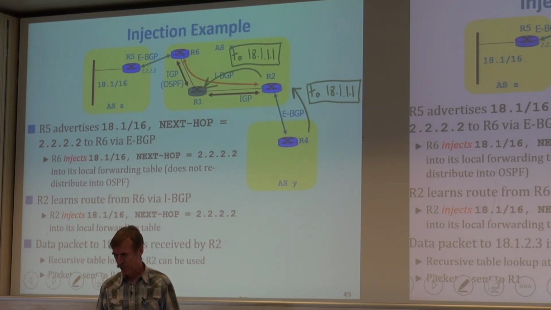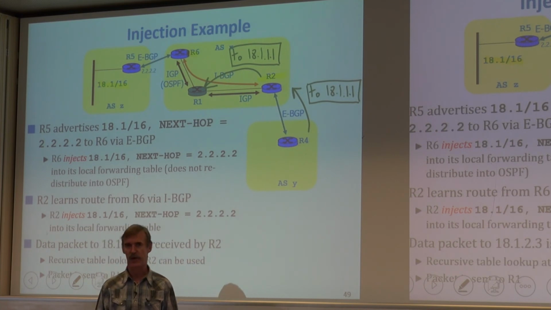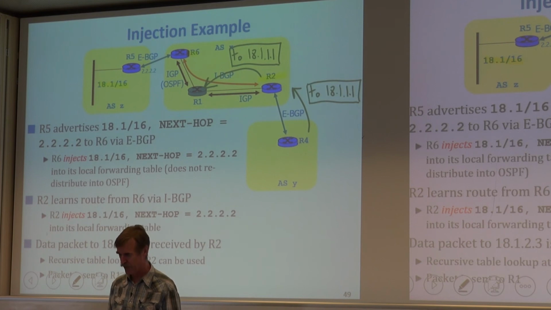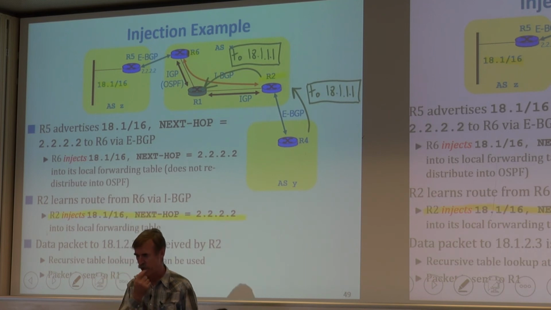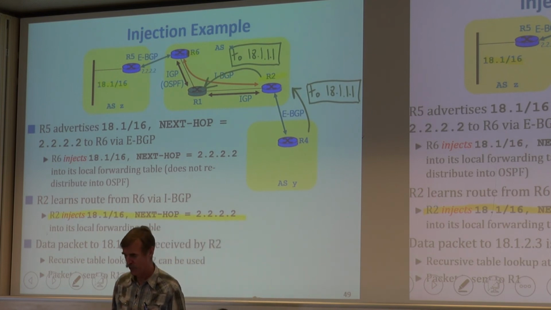In this scenario, R5 advertises 18.1.16 to R6. R6 advertises it to R2. R1 is not a BGP router, therefore it passes on the packets from R6 to R2, but it doesn't read them, doesn't process them. R2 injects the prefix 18.1.16 with next hop 222. That's the default behavior of all BGP routers we have seen.